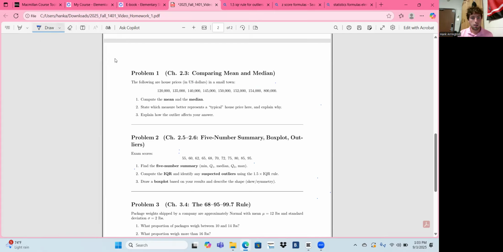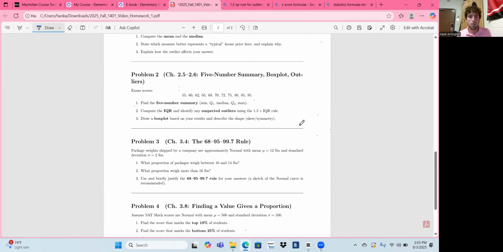Okay, then problem 2, five-number summary, box plots and outliers. So we're given a set of exam scores, and we're asked to find the five-number summary. The five-number summary is made up of the minimum value, Q1, median, Q3, and maximum value. So now we need to identify all these. We can start with our minimum. Our minimum, or the smallest number, is 55. So 55 is equal to our minimum.